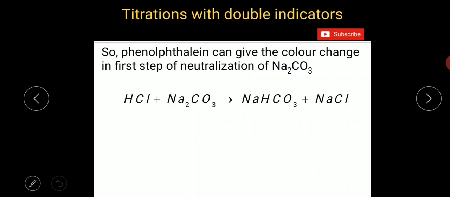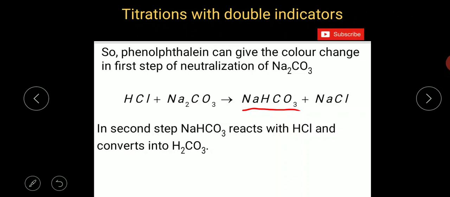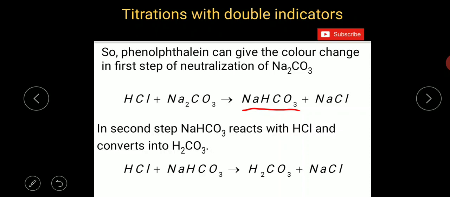Sodium carbonate will be neutralized in two steps. When it reacts with HCl, in the first step it will be converted into sodium bicarbonate. In this conversion you can observe one equivalence point, the first equivalence point. And in the second step, sodium bicarbonate reacts with HCl and will be converted into H2CO3. Even in this step you can see a second equivalence point, but phenolphthalein is unable to find out this second equivalence point.